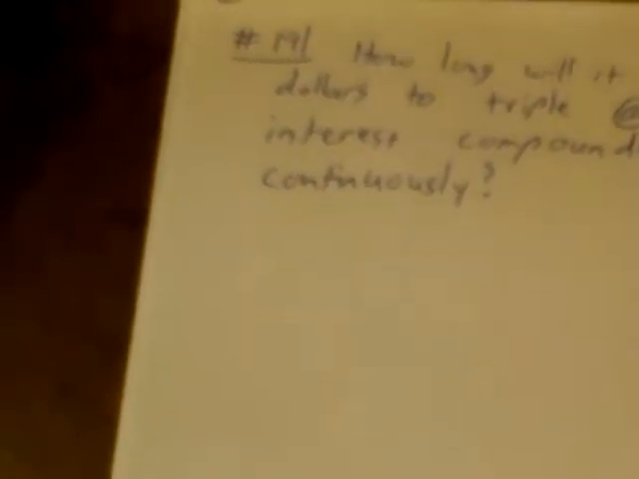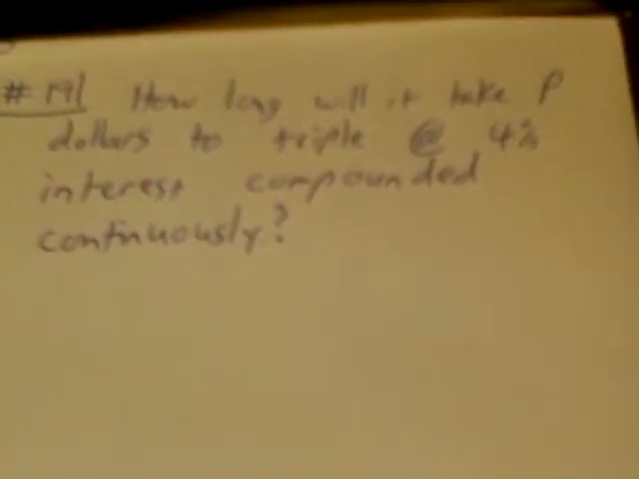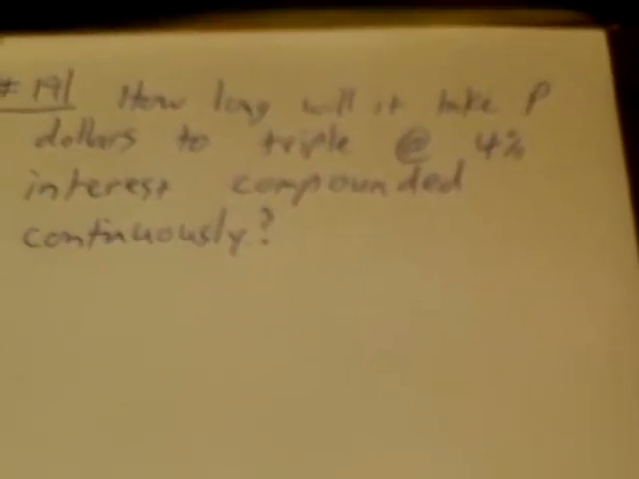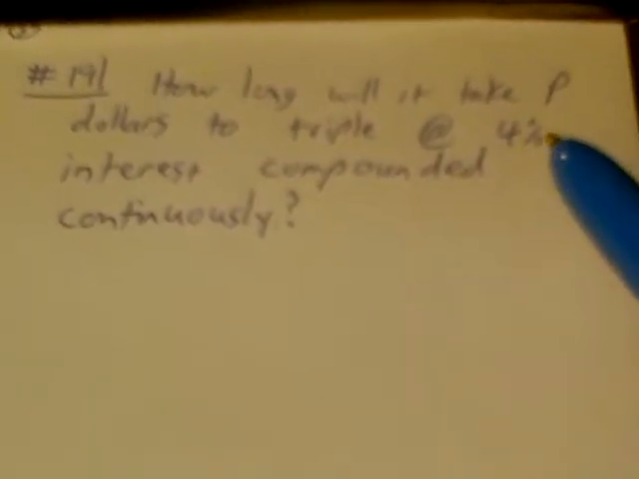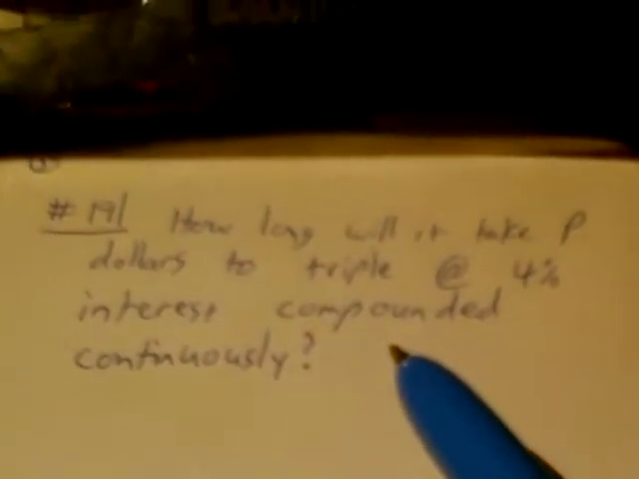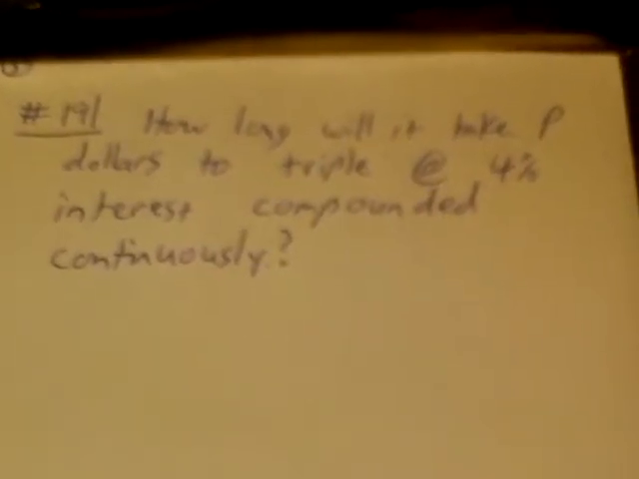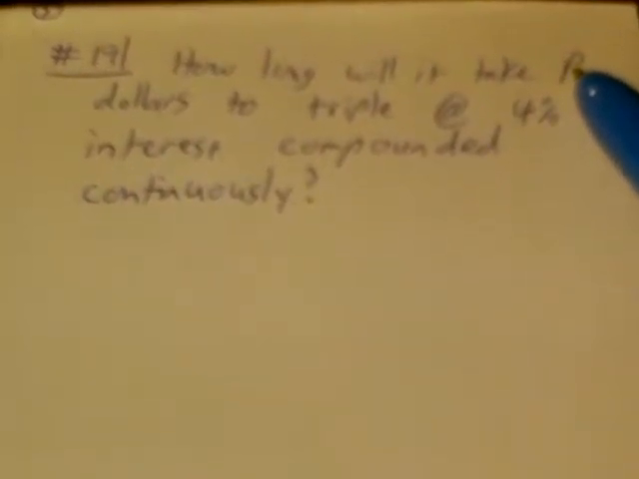So a problem similar to number 19 is, again, going to be a money and investment problem. How long will it take P dollars, this time I don't tell you exactly how much it is, it's just P dollars, to triple at 4% interest compounded continuously? Well, we ought to start with a nice easy value for P, and I think that we should start with just $1 because that's the easiest thing to work with.